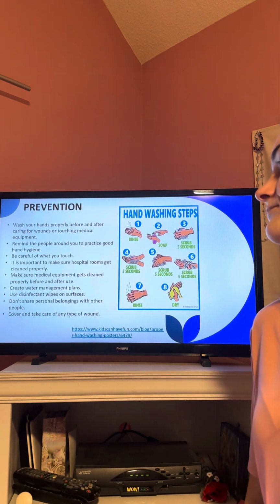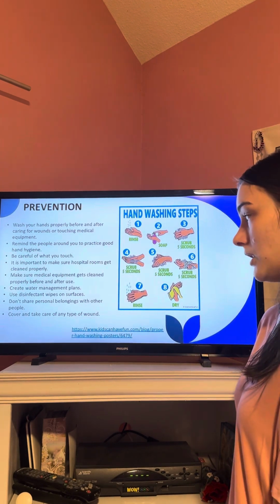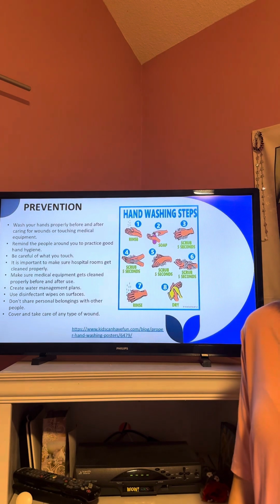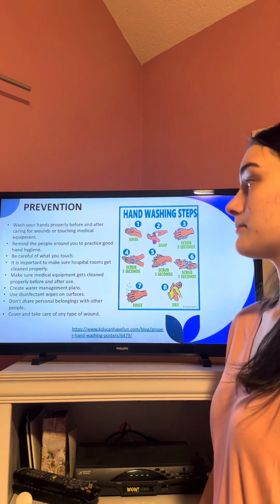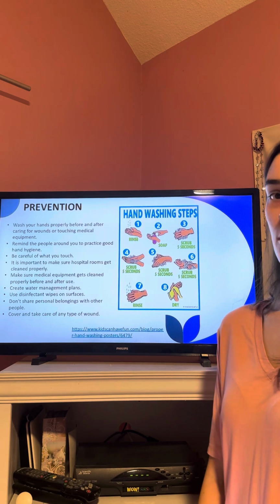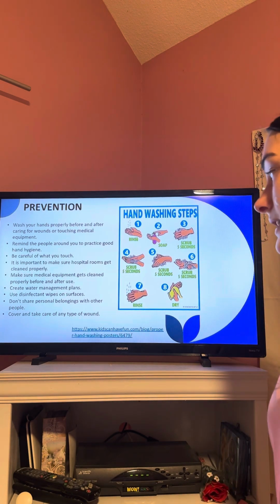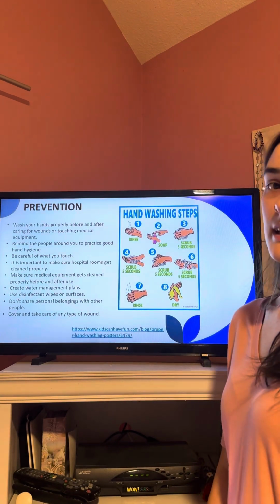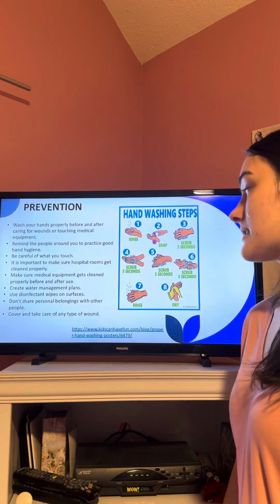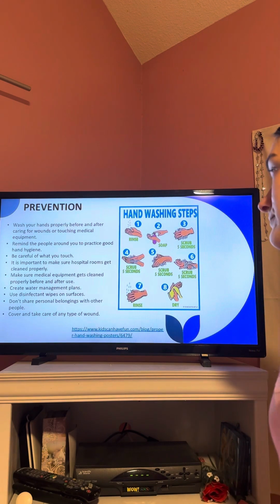Do not share personal belongings with other people. That is a very important part, because you don't know who has what, and this bacteria can easily be transferred from one person to another. And finally, this goes for burn victims and the people who are taking care of burn victims. Cover and take care of any type of wound.